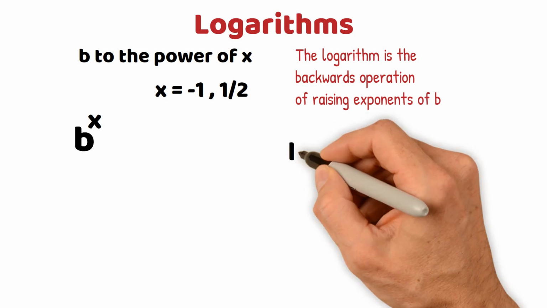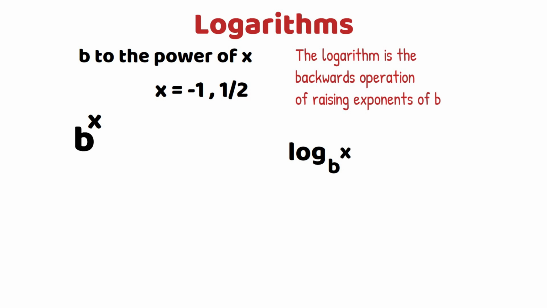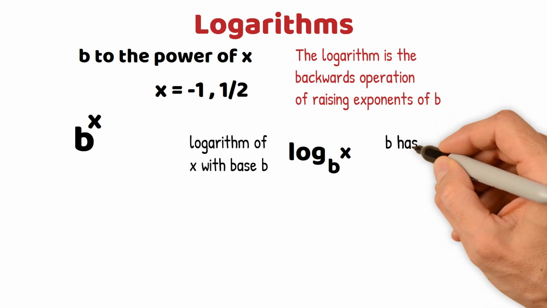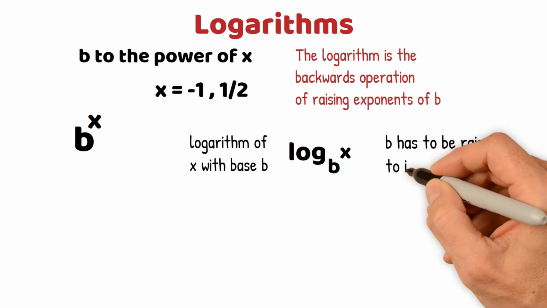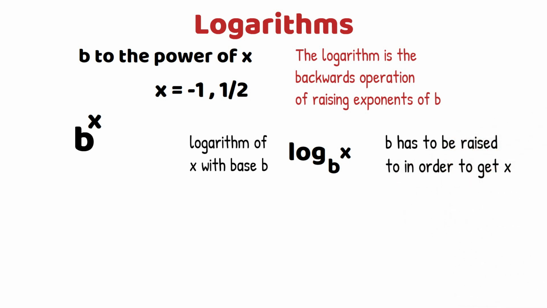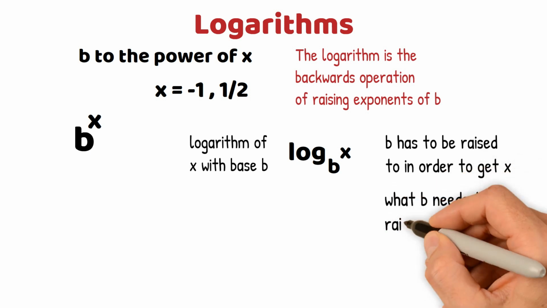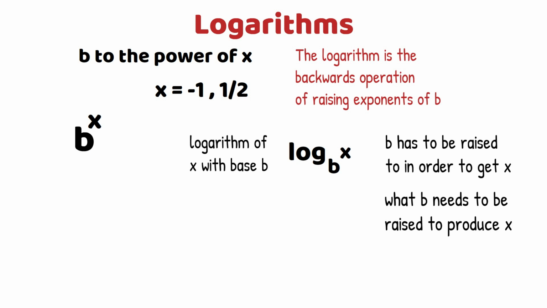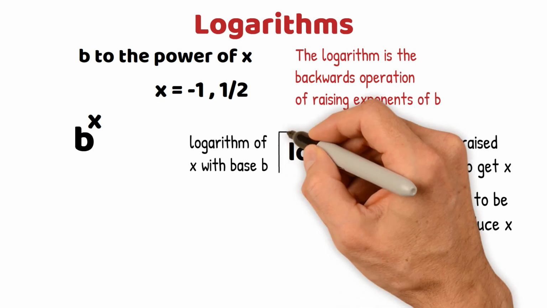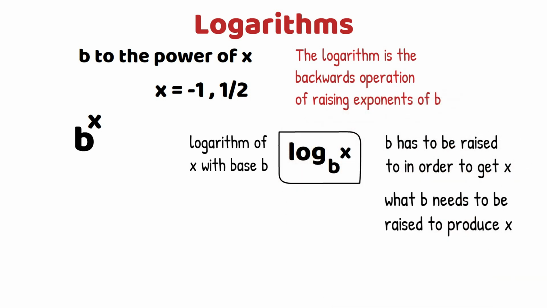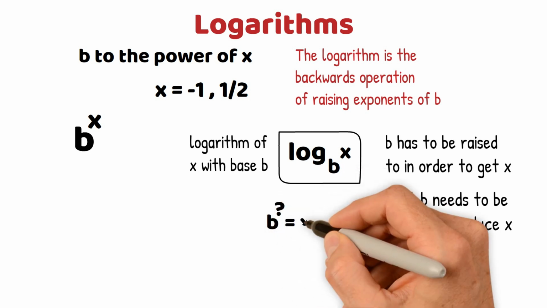The notation we use is log base b of x. And we read this as the logarithm of x with the base b. The meaning of log base b of x is the number which b has to be raised to in order to get x. Instead of finding b to the x, we need to find what b needs to be raised to produce x. If you find it helpful, you can think of log of x with a base b as the solution to the following problem. b to the question mark equals x.